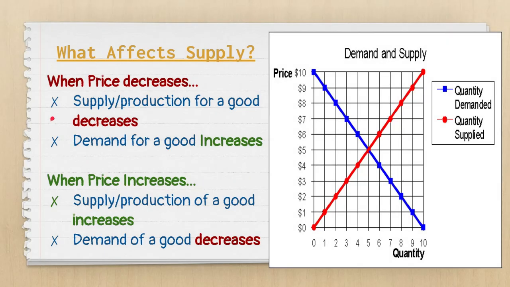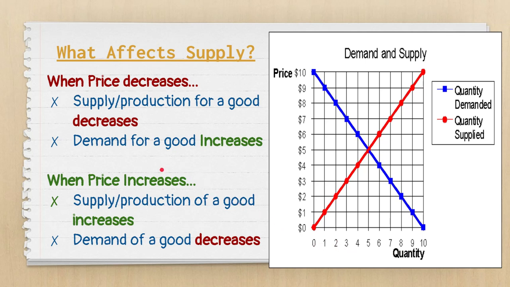So let's see if that's true. Let's say, for instance, at $8, let's find our supply and our demand. Well, at $8, we're going to go to the first line. That's our demand line. We go down. We're going to hit 2. So our demand is 2. D equals 2. At $8, we're going to go over to our supply line because supply goes to the sky. We go down. Our supply is 8. So we have a very high supply and a low demand.